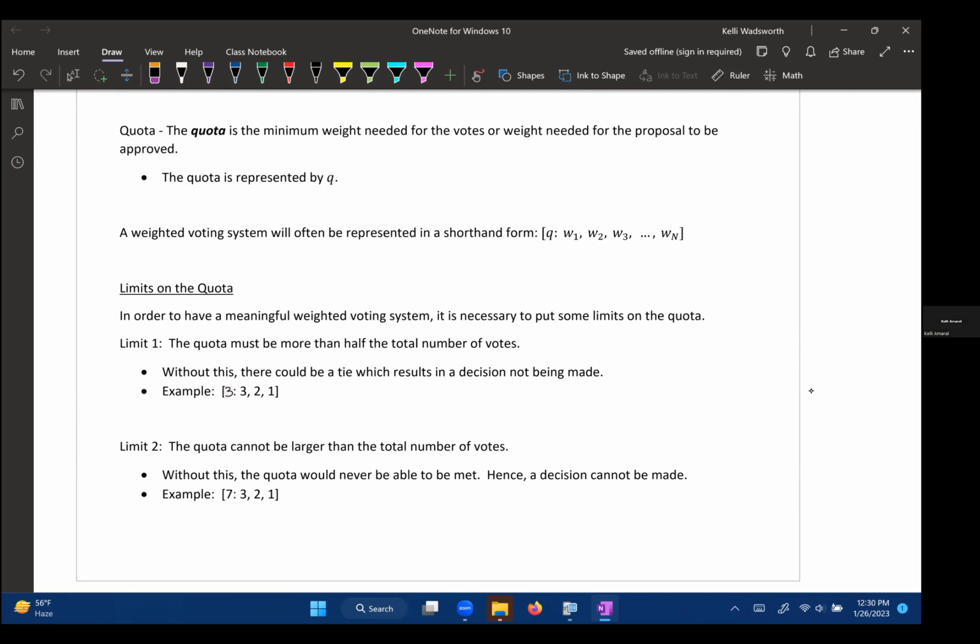And then we write a voting system like this. I'm going to highlight this for you and point out the characteristics. We've got the square brackets on the ends, which just gather everything together and let our eyes see it. First, we list the quota, and then you put a colon to separate it. Then you list your weights separated by commas. If we had a particular voting system, let me make one up here: say the quota is 5 and our weights are 4.